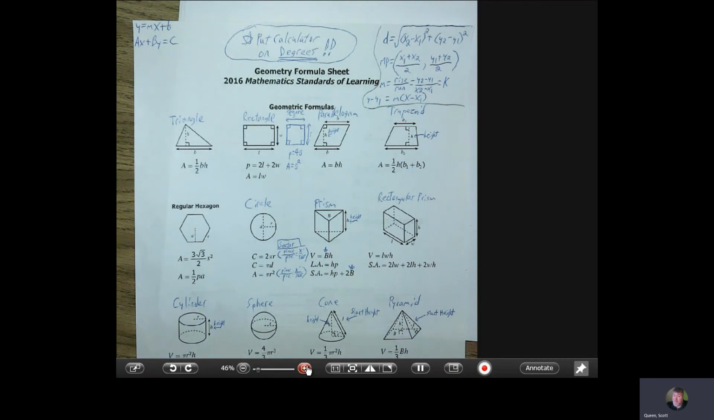And again, both of these have a base. The cone is always a circle. The pyramid, it just depends on what shape they give you. It could be a square, rectangular, it could be another triangle. It just depends. It has big B, that's the area of the base, whatever that shape is, okay? All right, any questions about that?